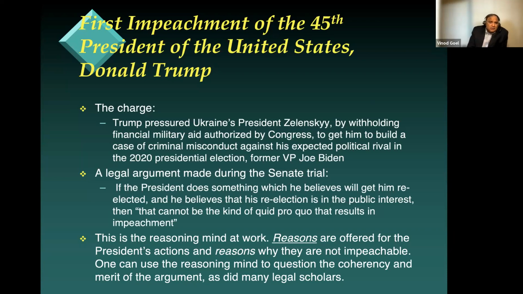And the argument was, if the president does something which he believes will get him reelected, and he believes that his reelection is in the public interest, then that cannot be the kind of quid pro quo that results in impeachment. Now, this is the reasoning mind at work. Reasons are offered for the president's actions and reasons why they're not impeachable. One can use the reasoning mind to question the coherency and merit of the argument, as did many legal scholars.